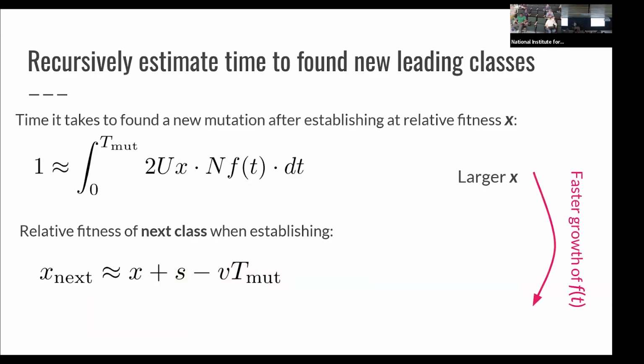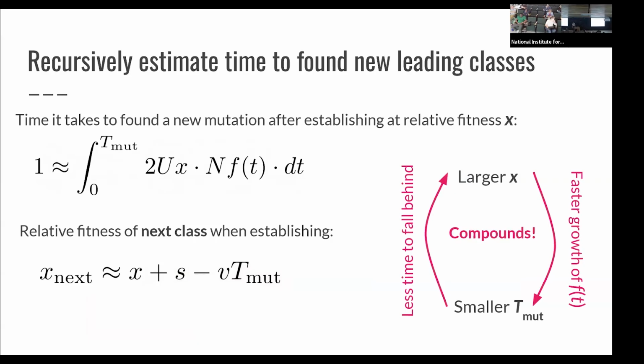And if we take a step back and look at these equations heuristically, the first equation tells us that the larger x is, the faster you'll grow, and the sooner you'll found a new mutation. So that makes t_mut smaller. And the second equation tells us the smaller t_mut is, the larger the fitness in the next class will be, because you've given less time for competitors to get mutations. And if you put those effects together, you can see that small differences in fitness tend to compound over time.